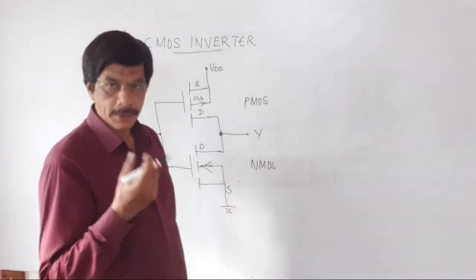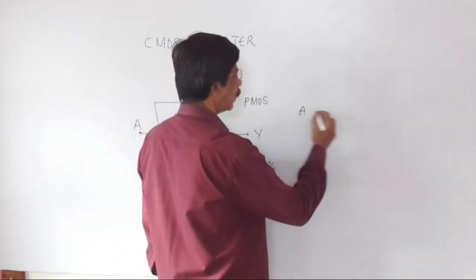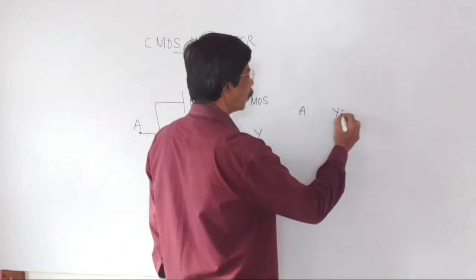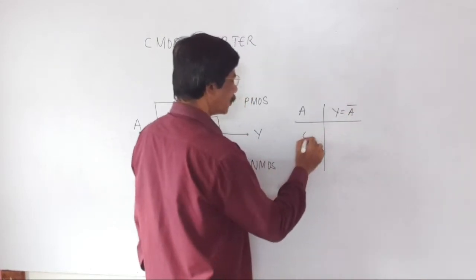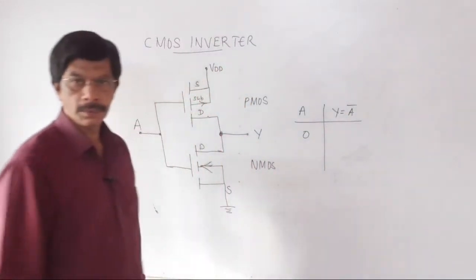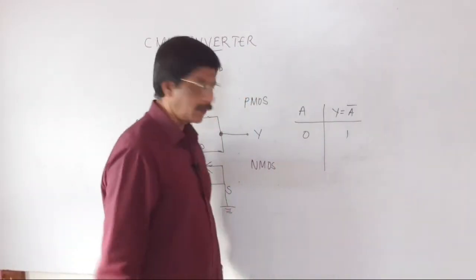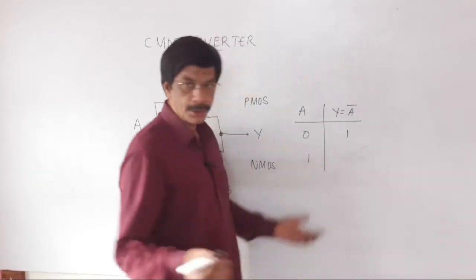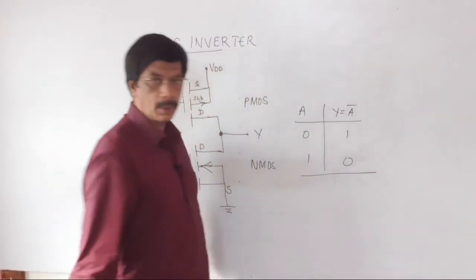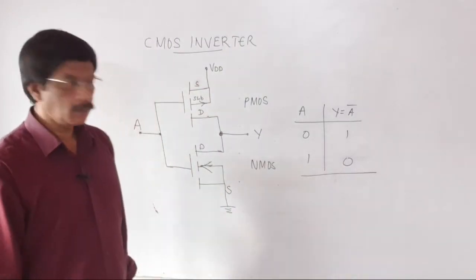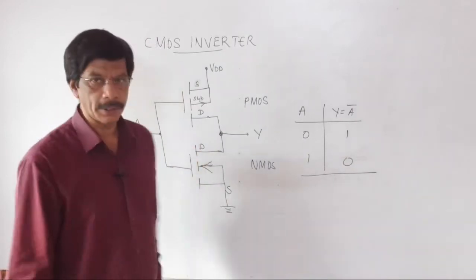We know the truth table of NOT gate: output Y is equal to A bar. When A is equal to 0, the output is complement of input, you get 1. When A is equal to 1, the output is equal to 0. This is the truth table for NOT gate. Now let us analyze this truth table with the help of this circuit.